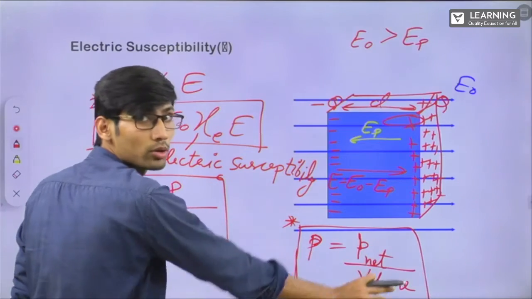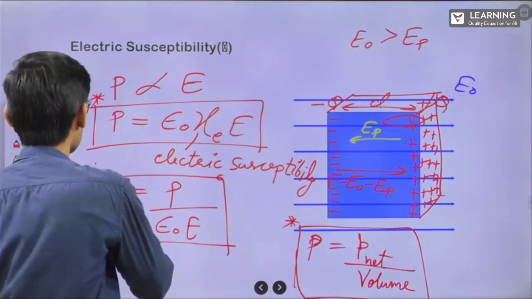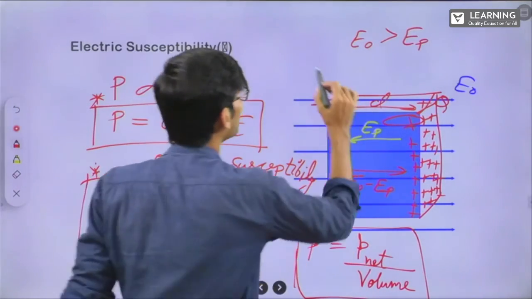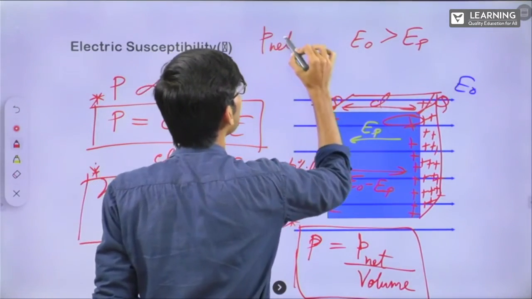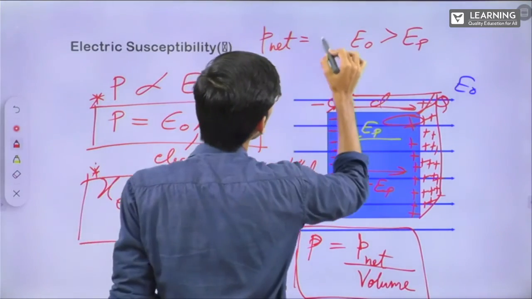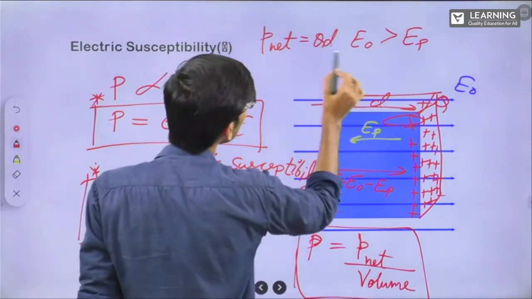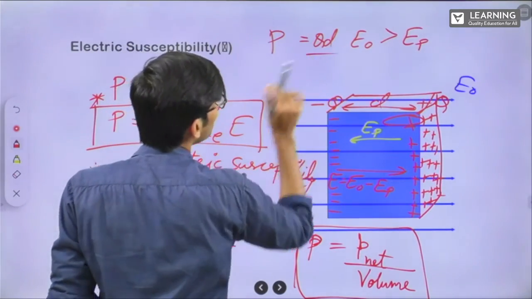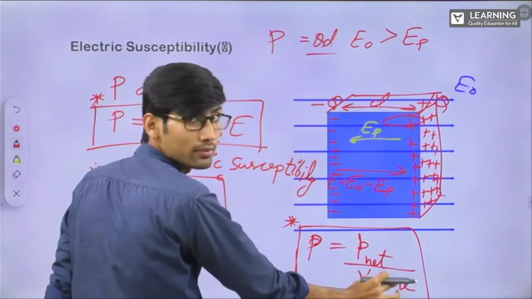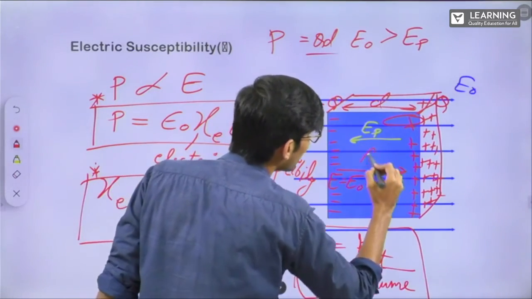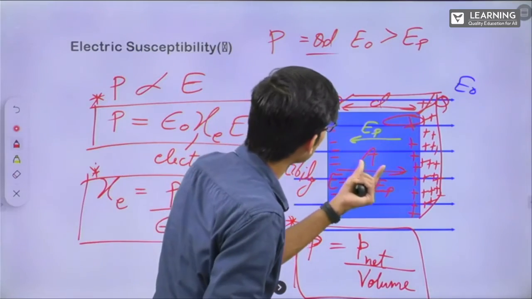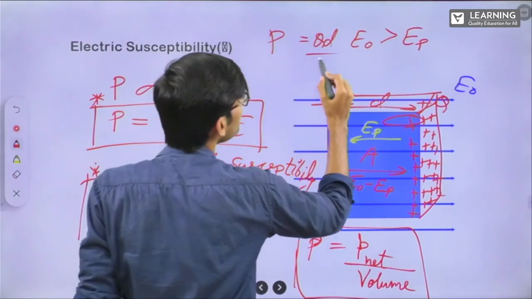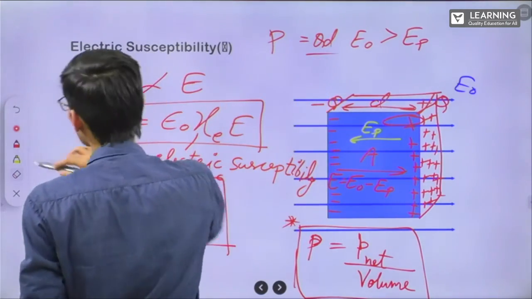Polarization is equal to net dipole moment per unit volume. This is also important, okay? Now, net dipole moment, P net, just for your understanding, is equal to Q into D. And volume is, if this surface has area A and this thickness is D, let's say, so area A into D.